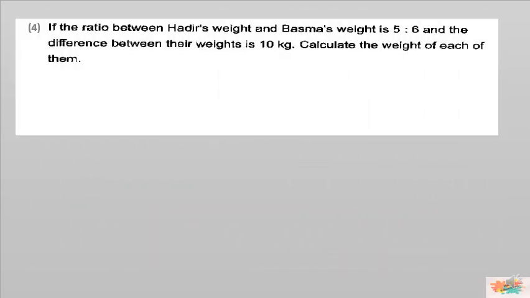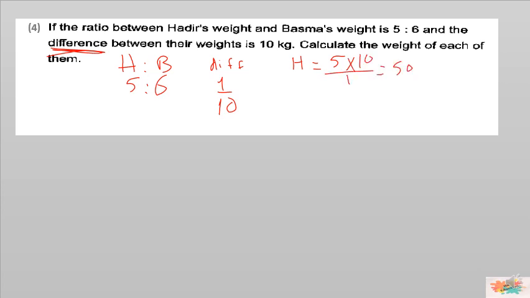Question number 4. If the ratio between Haider's weight to Basma's weight is 5 to 6 and the difference ممكن تيجي لك difference ممكن تيجي لك exceed ممكن تيجي لك more than less than اي واحده من دي يبقى انا هروح واعمل ايه subtract. طب 5 minus 6 ولا 6 minus 5 دايما الكبير minus الصغير يطلع 1 and the difference between them is 10. Calculate the weight of them. So the weight of the first one Haider is 5 by 10 over 1, that's 50, and the weight of Basma is 6 by 10 over 1 equals 60.